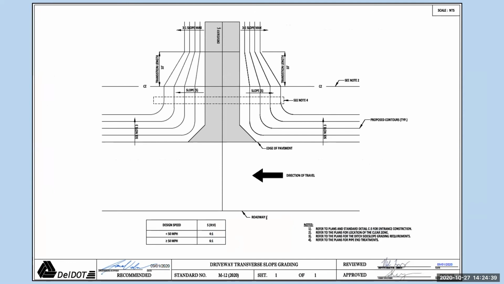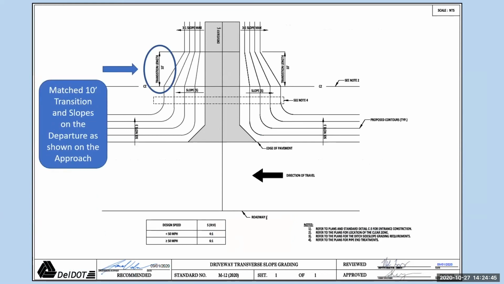For the driveway transverse slope grading, some changes here. We have the transition length at 10 feet, that matches the 10-foot transition on the departure, and slopes on the departure are shown on the approach. It was added.